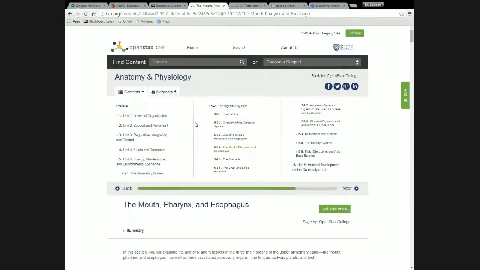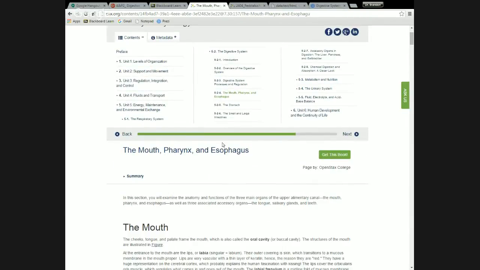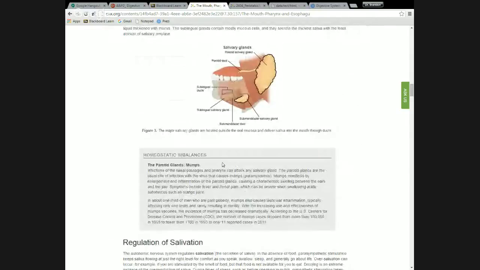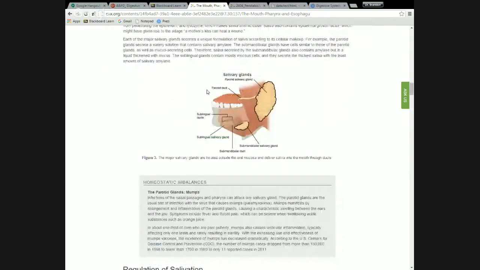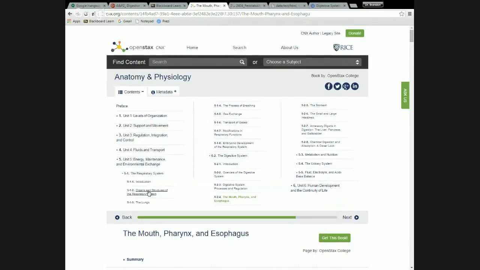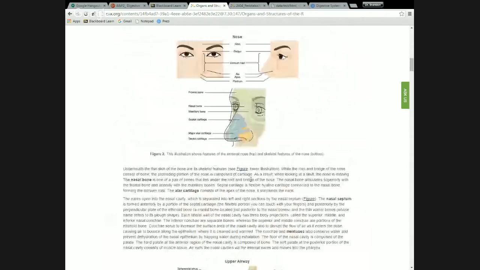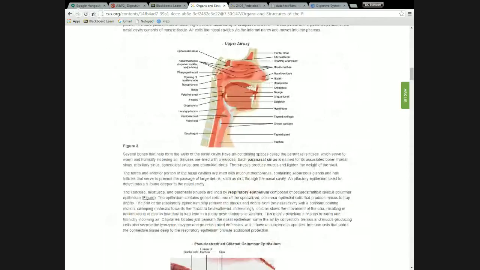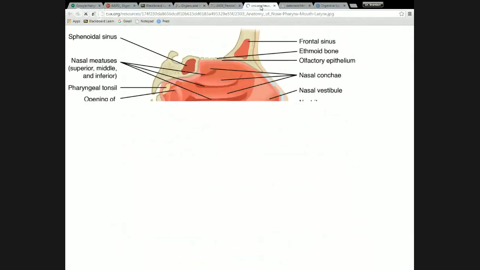Oh, I know. The picture I'm thinking of is in the respiratory system. Actually, let me go to that because I do want to show you this. So this is actually from the respiratory chapter in the book.